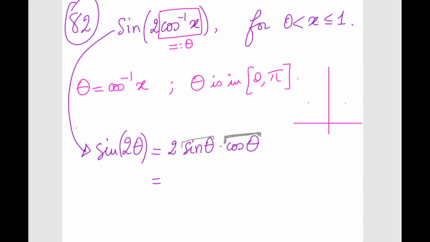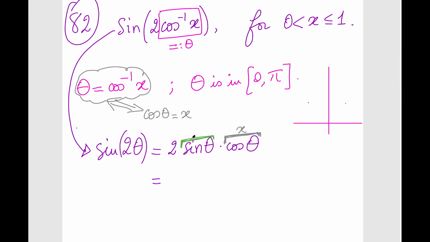Why? Because look at this. Cosine inverse is the inverse function. By definition of inverse function, this is the same as cosine theta equals x. Correct? Out of this, you can say that cosine theta is x. So how much is this then? This is x. It's right there. Now the question is, how much is sine theta?